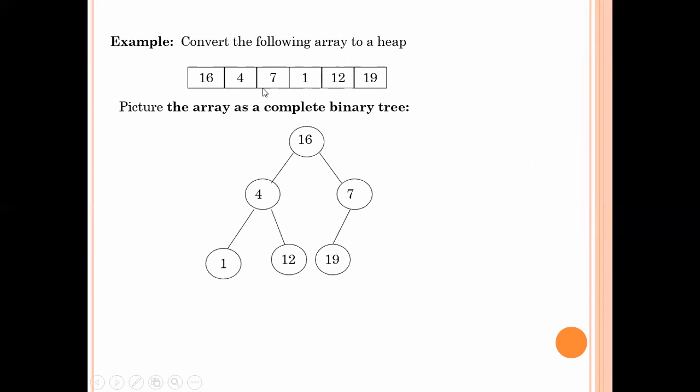Convert the following array to a heap. Heap में हमें convert करना है. Okay, so the array as a complete binary tree. First of all, a binary tree is a tree with at most two children, and a complete binary tree means we are storing the elements from left to right. Left side should always be filled, except the leaf nodes. So this is our root node.